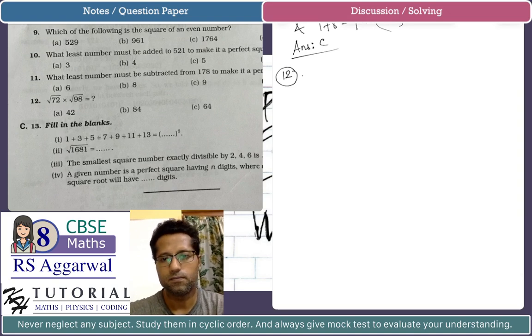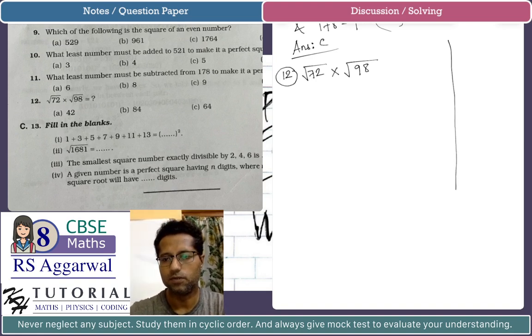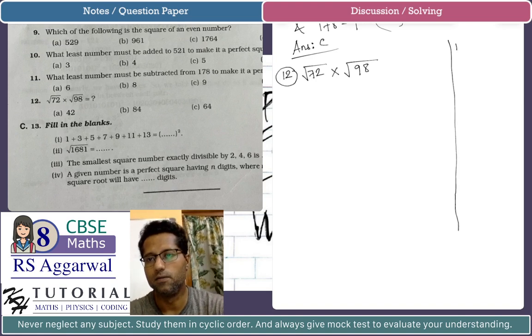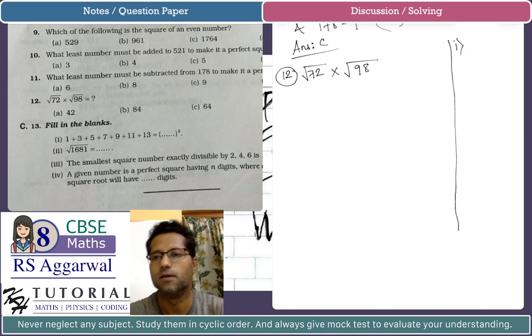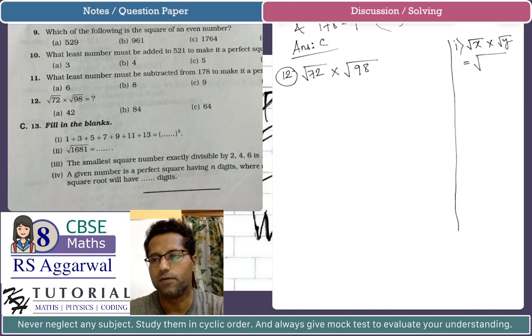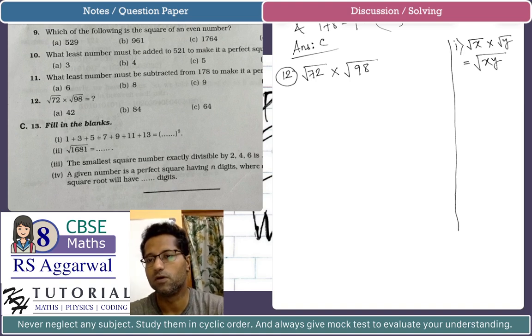So we have to find the square root of 72 multiplied by the square root of 98. We know that there is another property of square root. There are two properties of square root that you should remember. The first one, which holds only for two positive numbers x and y, is that root x multiplied by root y is equal to square root of xy.